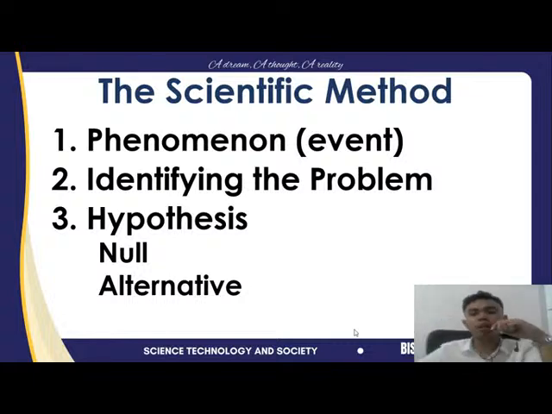On the other hand, when we say alternative hypothesis, it refers to a statement of relationship, of connection between variables. Meaning to say, our ideal result for our study is for us to reject the null and accept the alternative hypothesis. That's our ideal result.